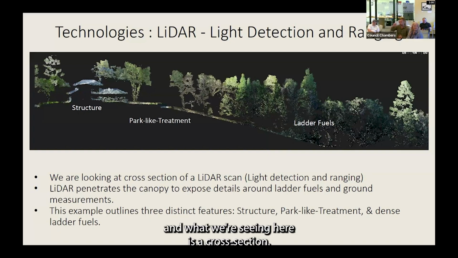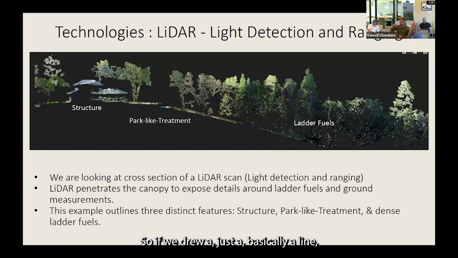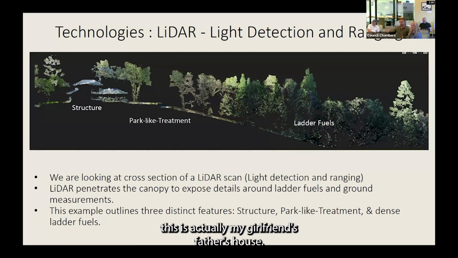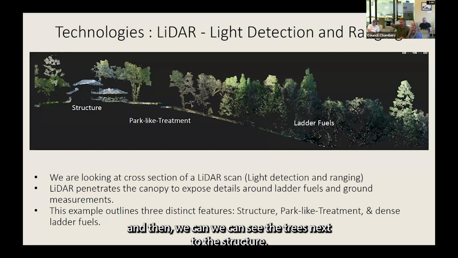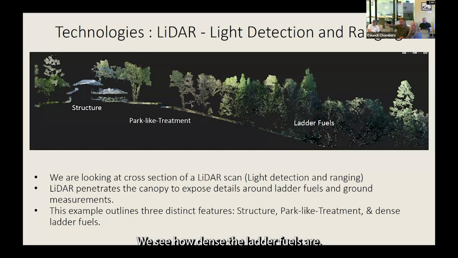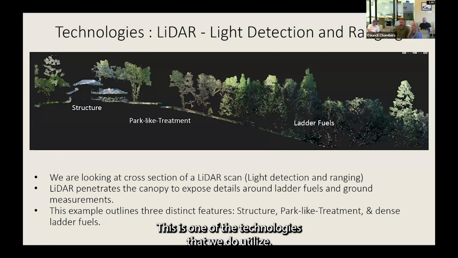And what we're seeing here is a cross section. So if we drew basically a line across a 3D model, we're looking at it from the side. This is actually my girlfriend's father's house. So on the top, you have a structure, and then we can see the trees next to the structure, and the trees have been limbed up, park-like treatment. And then if we move over to the right, we see how dense the ladder fuels are. And so it's not a new technology, but it is getting cheaper and a little bit easier to use. And so this is one of the technologies that we do utilize.